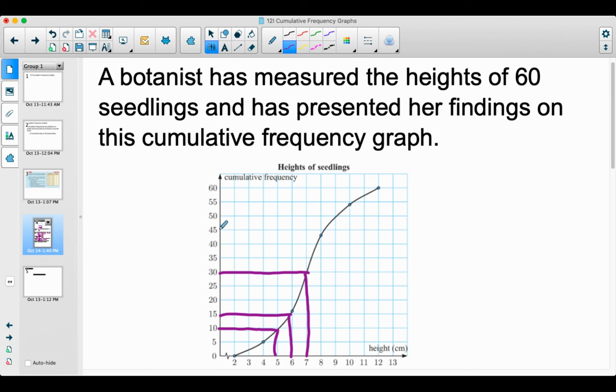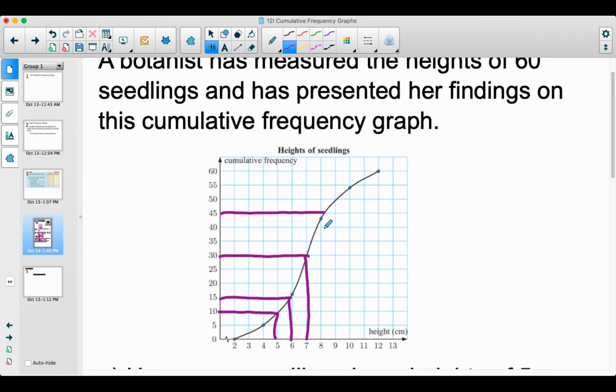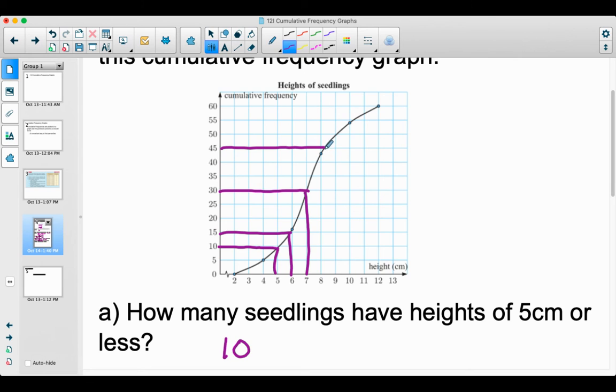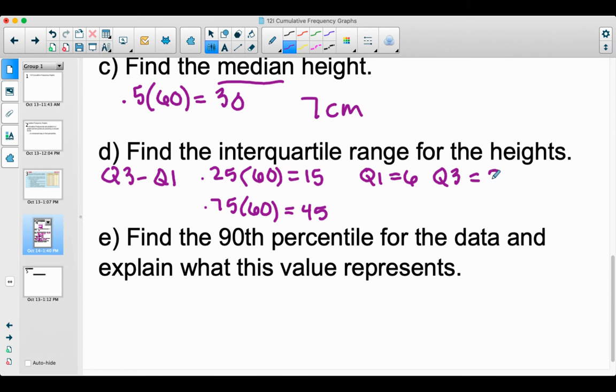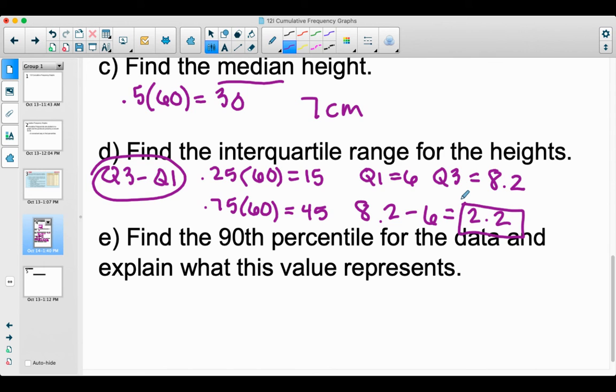So go up to 45 and come over, and it is just over 8. It's not quite at the 8 there. So let's just say it's like 8.2-ish. My line is not straight there. So we're going to say 8.2. And so because interquartile range, we have to subtract the two of them. So you're going to take 8.2 and subtract 6, and you get 2.2. So your IQR is going to be 2.2.